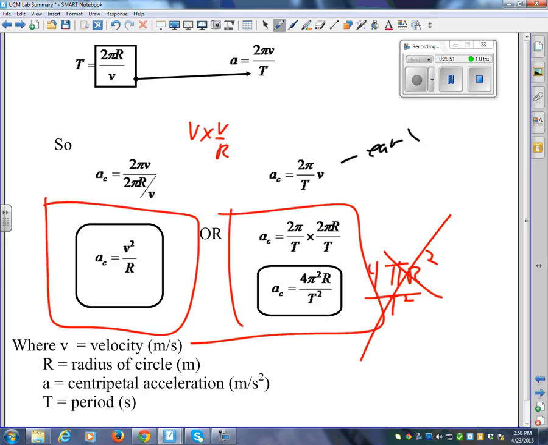So you're going to print them off? I can do that. But you probably want those for your own piece. I'm not going to print them, I'll post them. You need those: V squared over r and 4 pi squared r over T squared. They both are for centripetal acceleration.